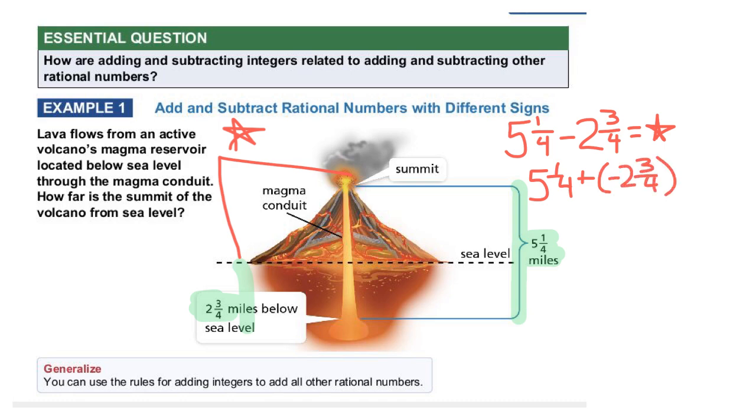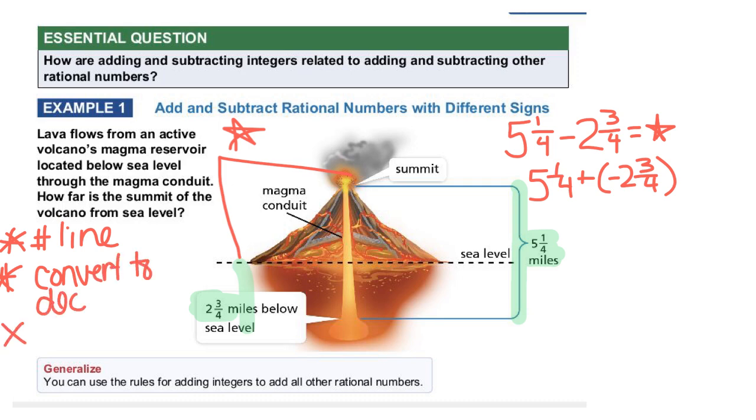All right, now to do this, I've got a couple of options. Option number 1 is going to be to use a number line. Option number 2 is going to be converting to decimal form. And then option number 3 we'll get to, that's rules. So I'm going to do a number line to start with.